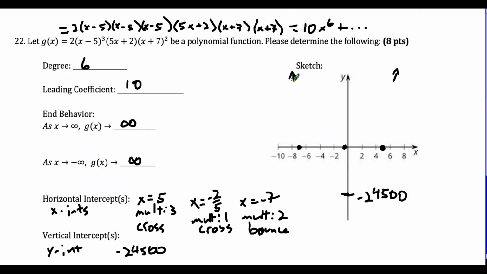So I know I'm starting up here. I'm going to bounce here at negative 7. So I'm going to come down, bounce off at this x-intercept. Then I'm going to come back through here, down through this y-intercept, and then come back up and cross through at 5. All right, I should probably round this off a little bit more here. All right, so there's my sketch that shows all the important features of my polynomial.